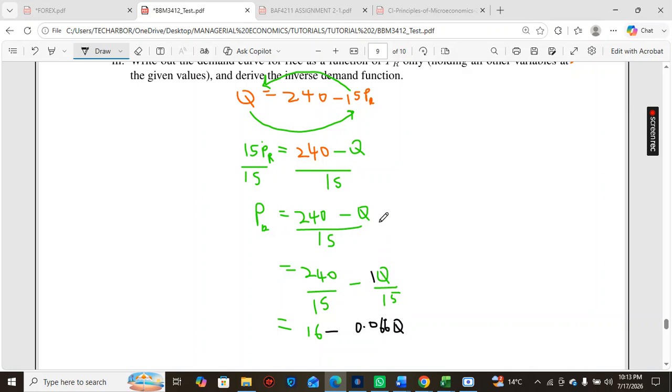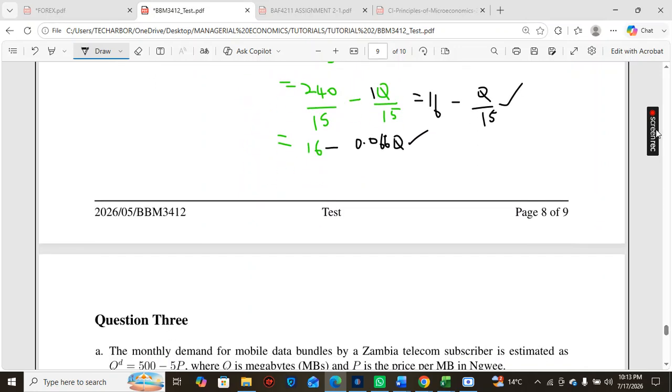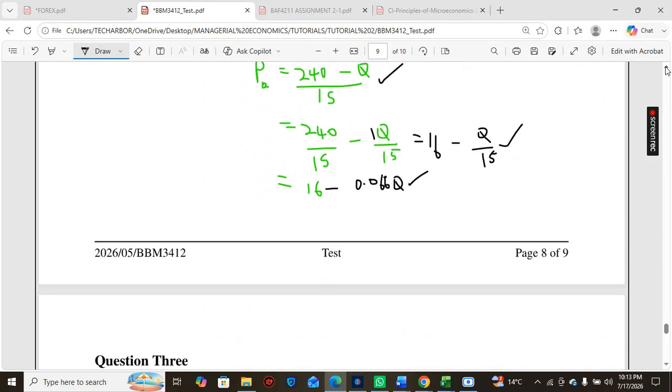Yes. So you can present it like this, you'll still be marked correct. You can also present it like this, 16 minus Q over 15, you'll still be marked correct. Or you can simplify it further and present it like this, 16 minus 0.066Q. You'll still be marked correct, right? That is the inverse demand function.